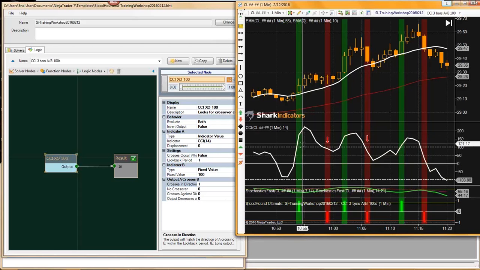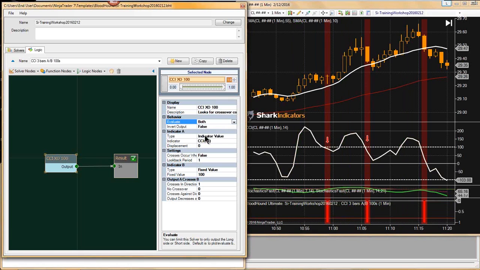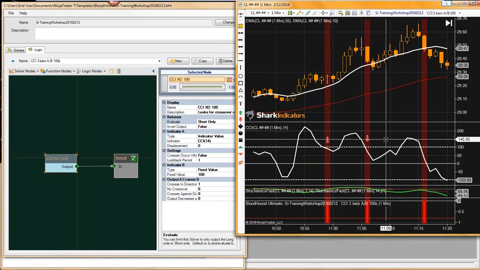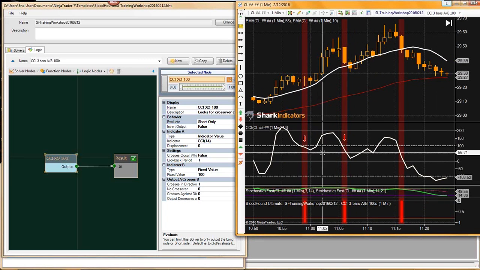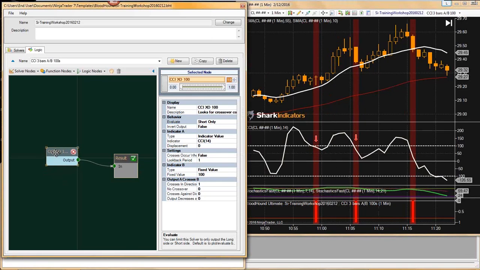So we're not interested in the long signal when the CCI crosses above 100. We're only interested in the short signal. So what we're going to do is take the evaluate and set it to short only. There we go. So there's our short only signals when the CCI crosses below 100. All right, so that's one solver done.